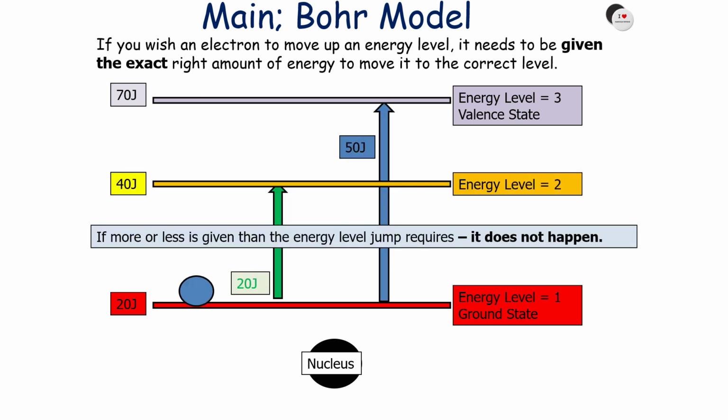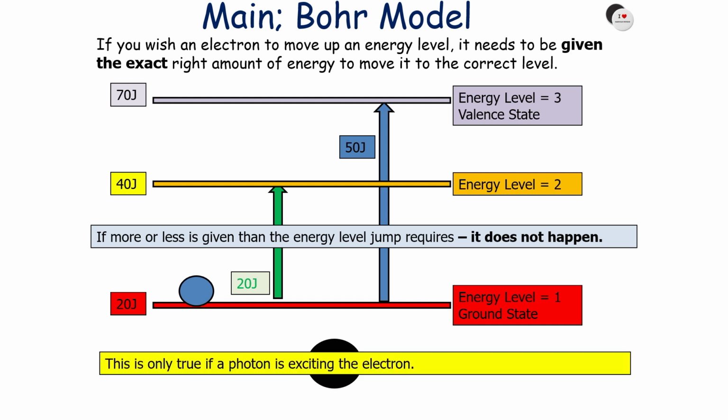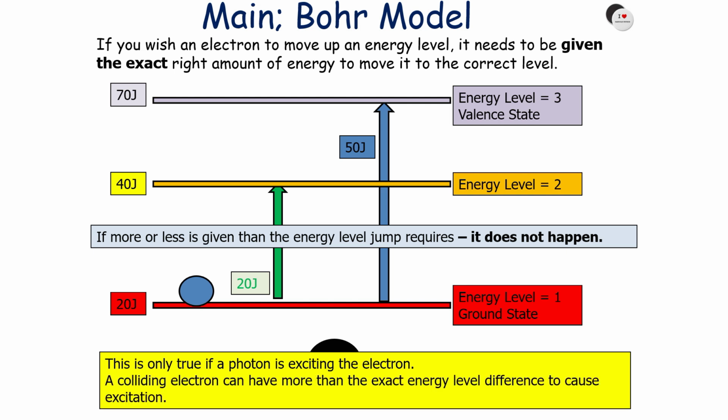Now if you want an electron to move up an energy level, it needs to be given the exact right amount of energy to move to the correct level. So if more or less energy is given, it does not happen. Now this is true if it's a photon exciting an electron. A colliding electron with the atom can provide this energy to cause this to move up, but it can keep its remaining energy after that.